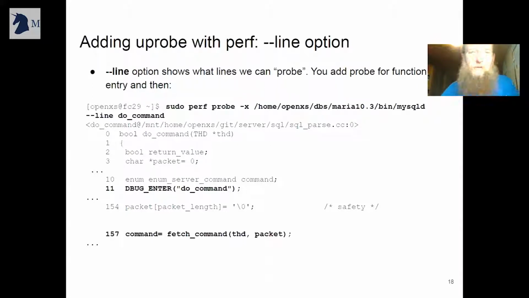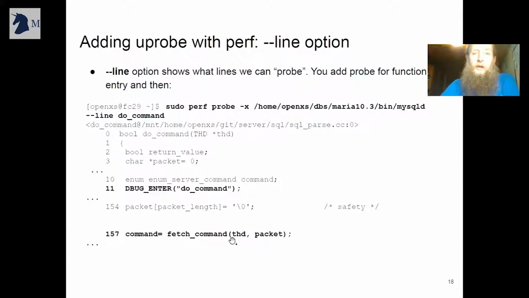It just will be a different offset. So with the line option, perf shows you what you can really trace. And here you can see the code, and that this is a debug printout at the beginning of the function. And eventually I found out the line 157. It's like from the beginning, where I see that we are already fetching the local variable packet from the thread.